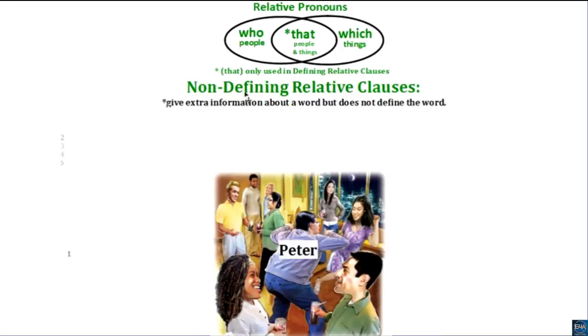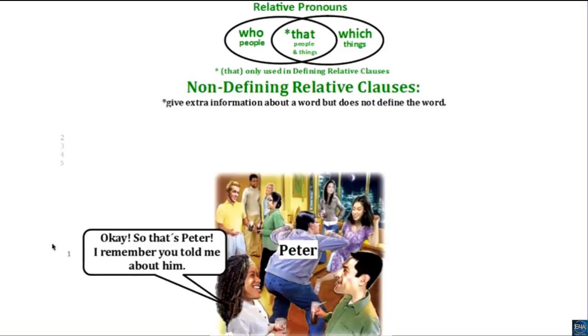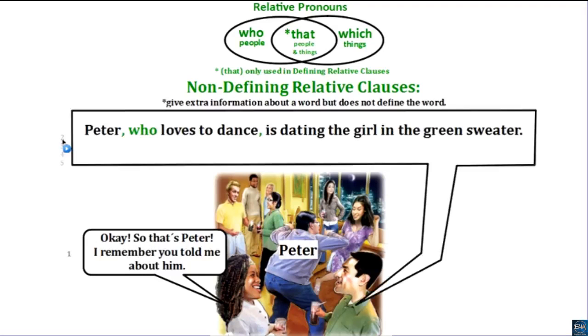Okay, so remember, the non-defining relative clauses give extra information about a word, but do not define the word. So we know that this is Peter now. She knows that this is Peter, he obviously knows this is Peter, and they are talking about Peter. So she says, "Oh, okay, so that's Peter. I remember you told me about him." Right? So now he wants to give some extra information about Peter. So he can say, "Peter, who loves to dance, is dating the girl in the green sweater." And this is an example of a non-defining relative clause, right?